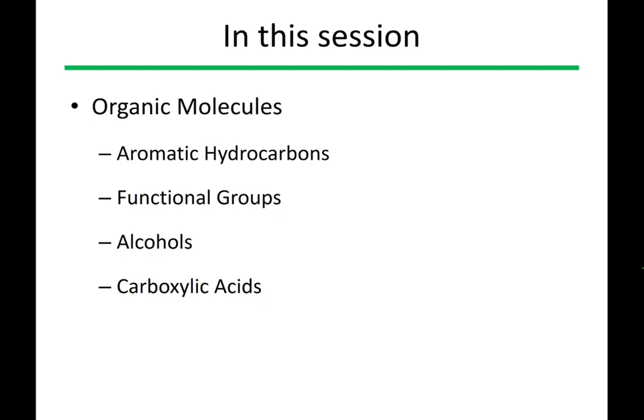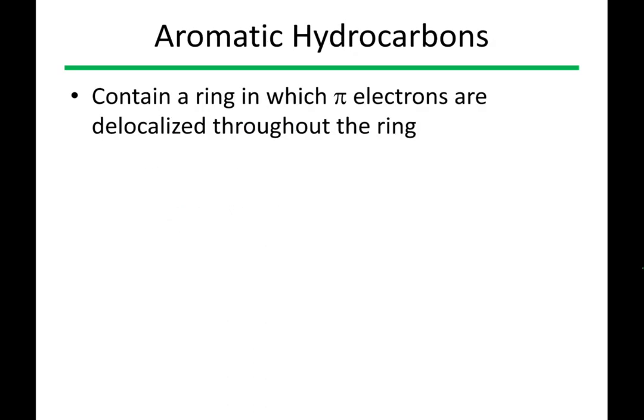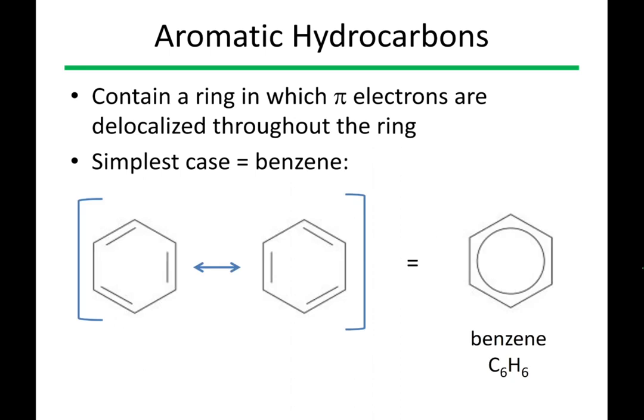In this video, we'll talk about aromatic hydrocarbons and functional groups, in particular alcohols and carboxylic acids. So aromatic hydrocarbons are going to contain a ring in which the pi electrons are delocalized throughout the ring. So the simplest case, and the only one we'll really talk about in this class, is going to be benzene.